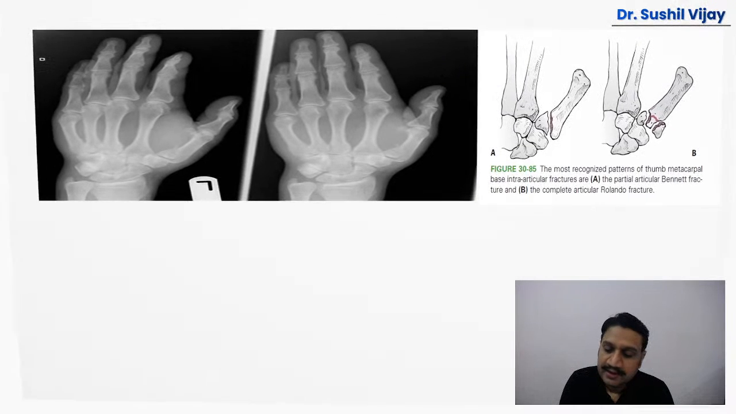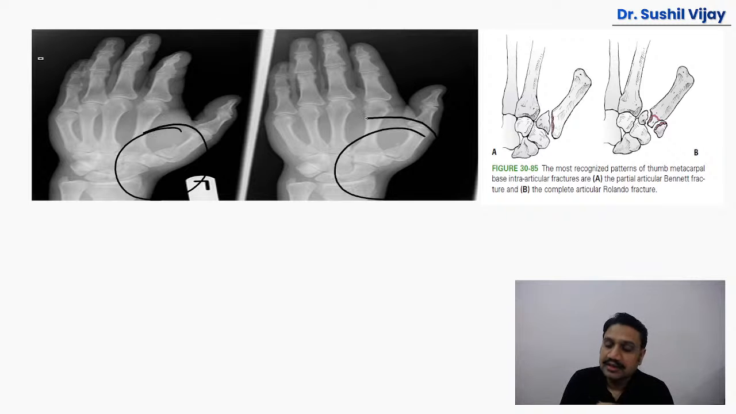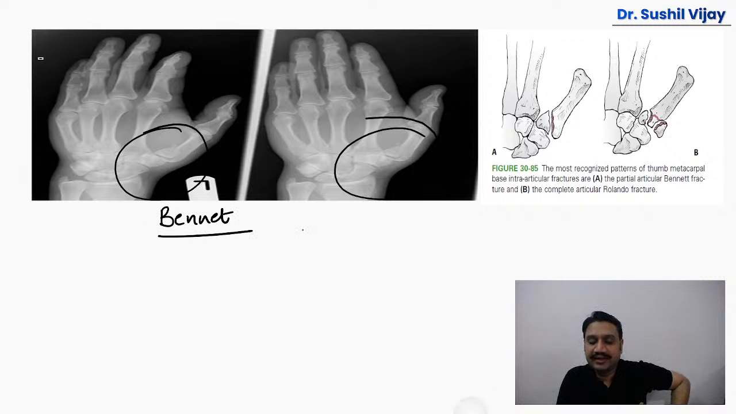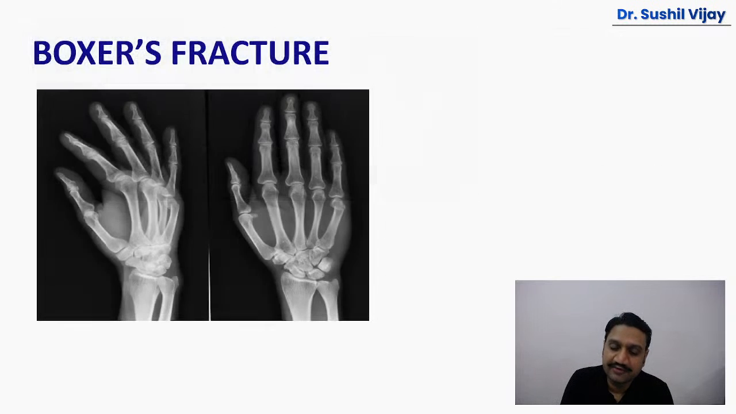All right. And then you have the thumb injuries. These are the two fractures which occur at the base of the thumb. One is what you call Bennett. Okay, Bennett at the thumb. And then you have a comminuted fracture also, the picture of which is somewhat similar to this one. This is known as Rolando. Rolando is a comminuted fracture. Bennett is a partial intra-articular fracture.